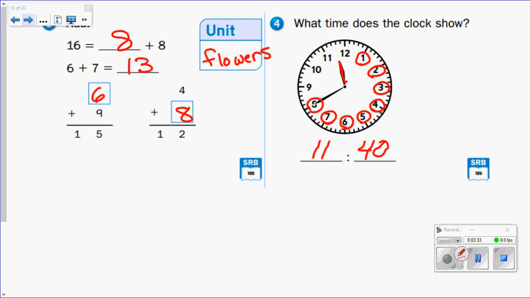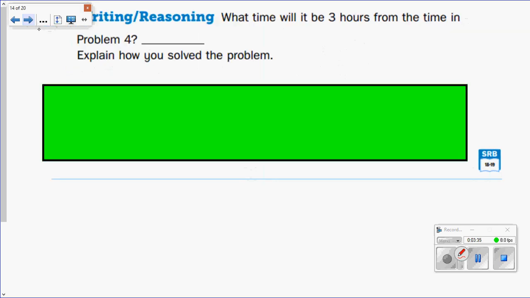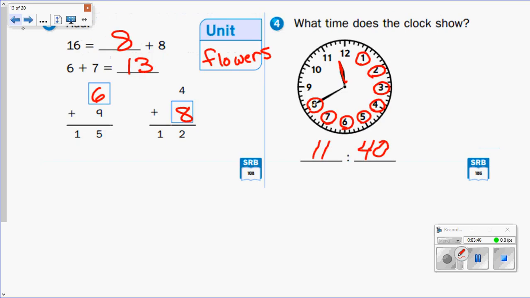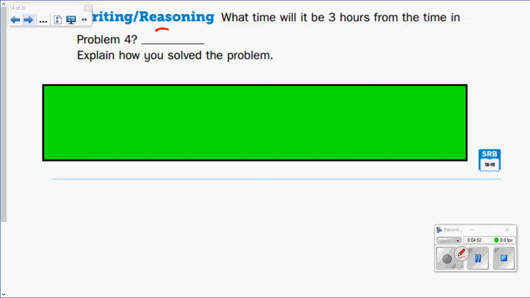Okay, and then our last problem says, what time will it be 3 hours from the time in problem 4? Okay, so if we go back and look at problem 4, we know that it is 11:40, and we want to add 3 hours to that. And since we're not adding any minutes, we can just add 11, 12, 1, 2. So that would give us 2:40.